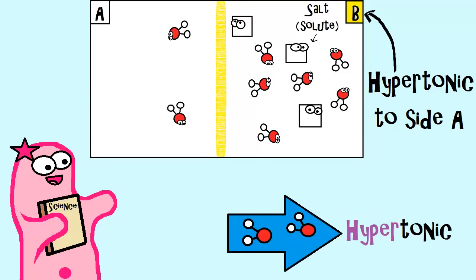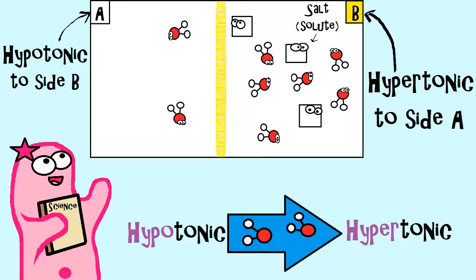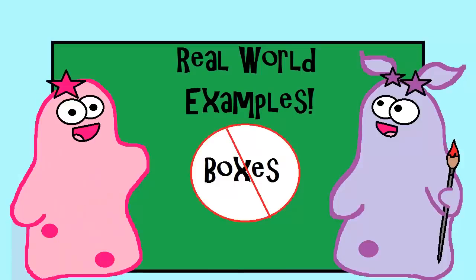In osmosis, water moves to the hypertonic side. We say side A is hypotonic. Hypo rhymes with low, which helps me remember that it's a lower solute concentration, at least when compared to side B. So let's do some real-life examples now, because this box thing is getting a little bit boring.